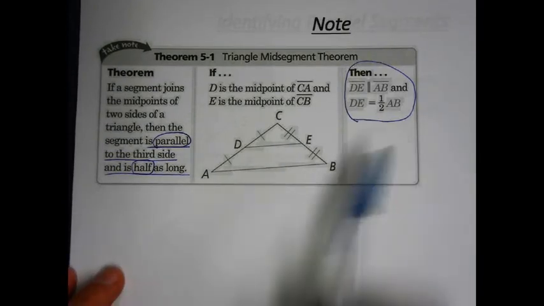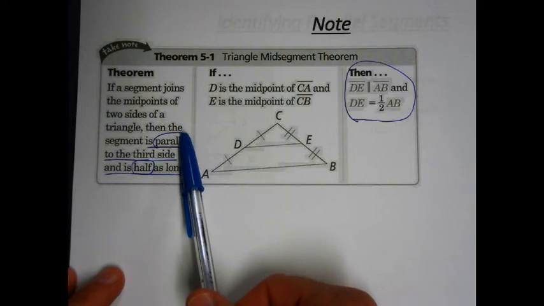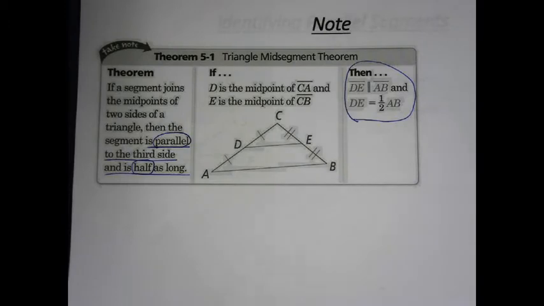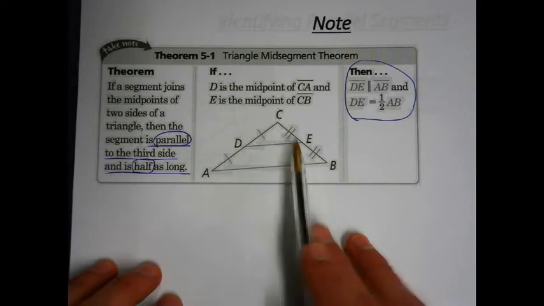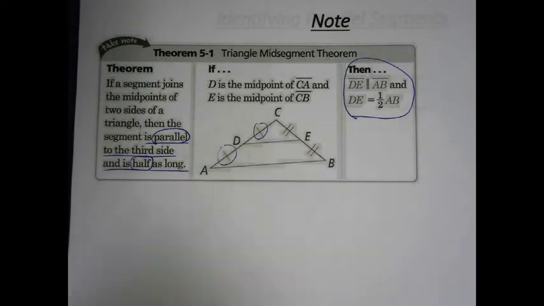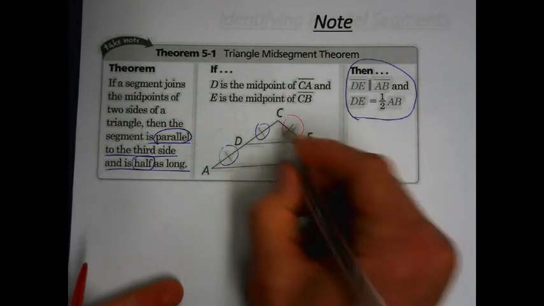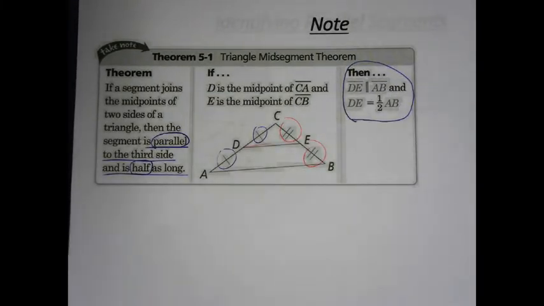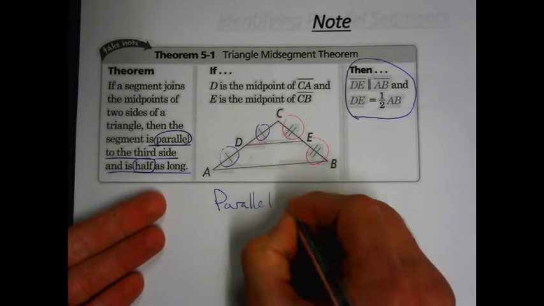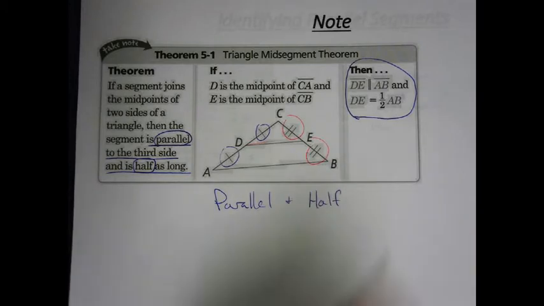And so the theorem reads: if a segment joins the midpoints of two sides of a triangle, then the segment is parallel to the third side and is half as long. What? So we have all this stuff. Basically, what you have to realize is, if we are connecting midpoints, how do we know if we have midpoints? If we have congruent sides on either side, that is the midpoint. And so we've got to be careful. If we are connecting midpoints, then we have a midsegment. And the cool thing about midsegments is that they are parallel and half as long as the third side. Okay, so we're thinking parallel and half of the other side, and that's the big deal.